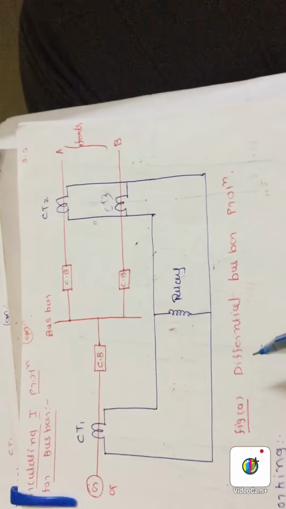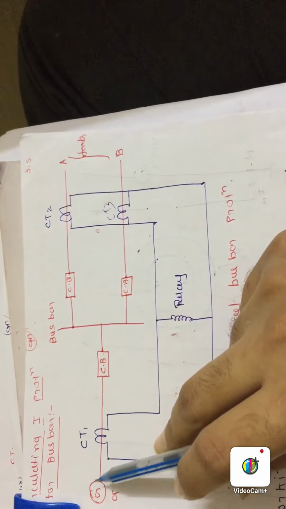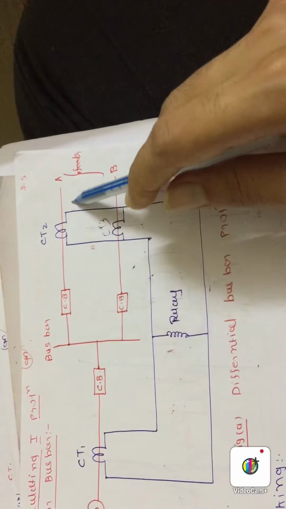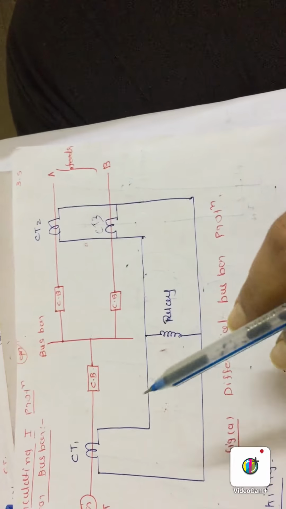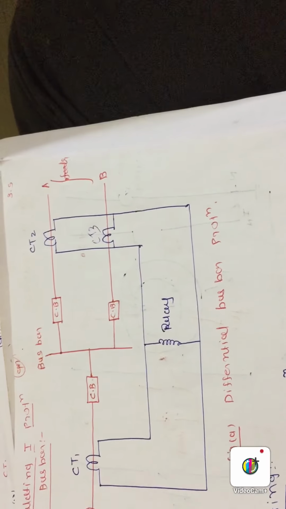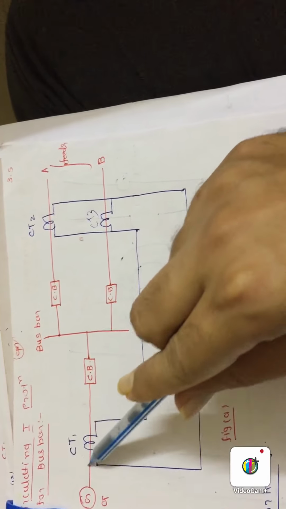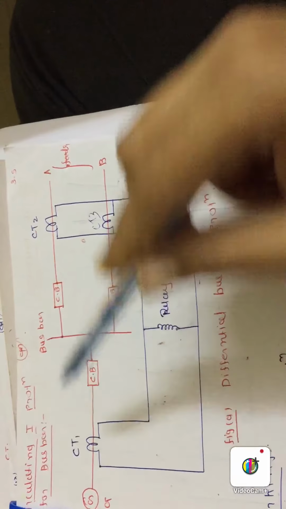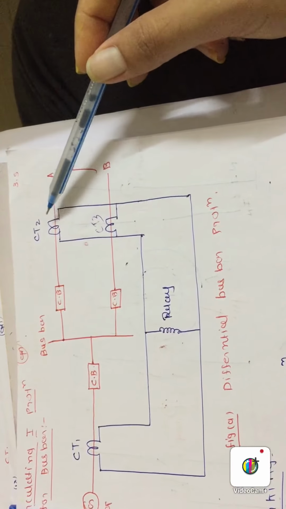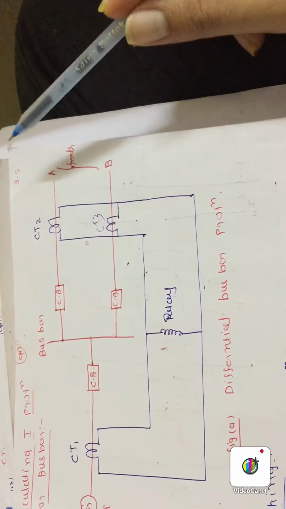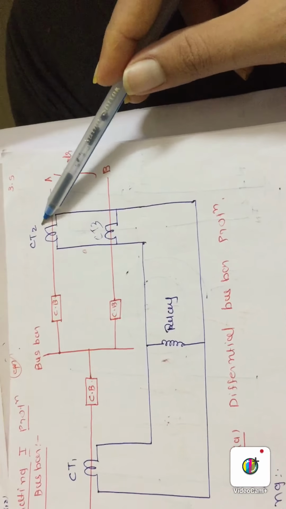Here a generator is available. Generator supply is given to the bus bar. The bus bar has two feeders, A and B. Now we are providing differential protection. One CT is connected here to the main line. This is known as CT1. Two CTs, CT2 and CT3, are connected with feeders A and B. Here you can see that CT2 and CT3 are connected like this.